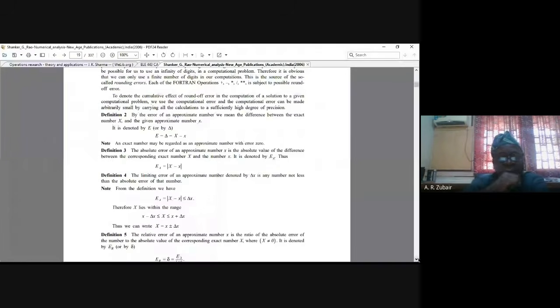That's error. So if the error is less than delta x, it means our exact number will be x minus delta x or x plus delta x, which can be written like this.